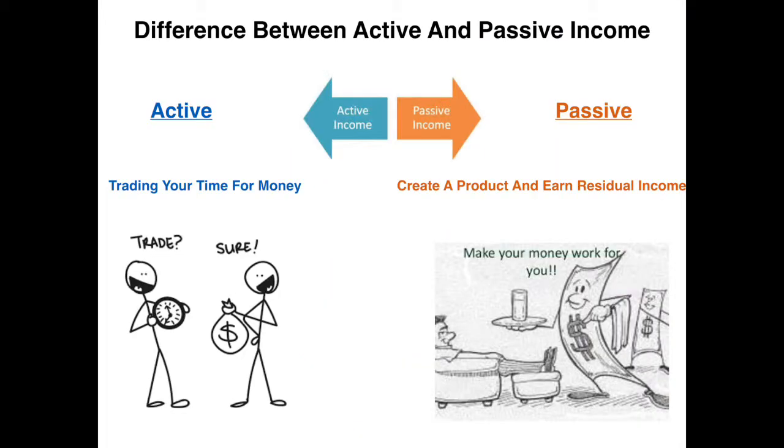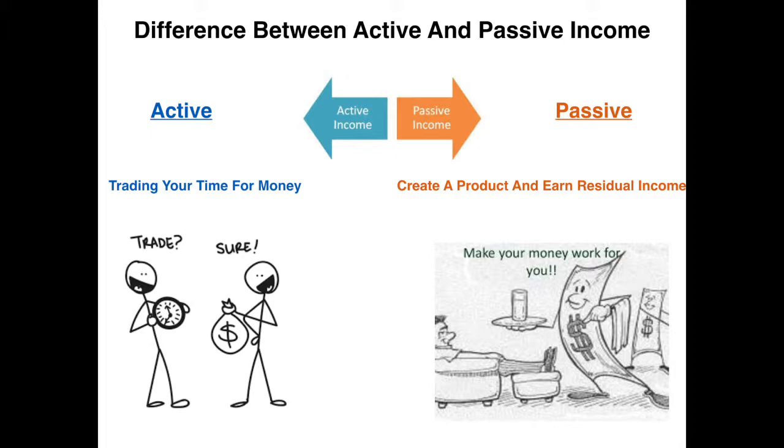Now, let me first start off explaining the difference between an active income and a passive income, because we're going to be sharing websites that you can use to earn an active income and also a passive income. So an active income is basically where you're trading your time for money, just like you would at a regular 9-to-5 job. You're providing services and then you're getting paid in return.